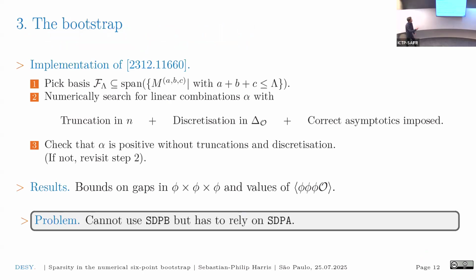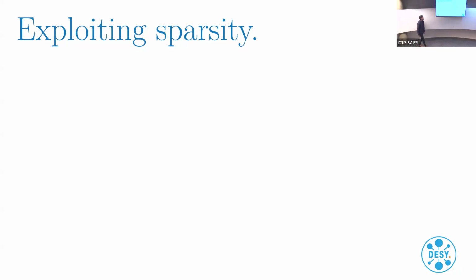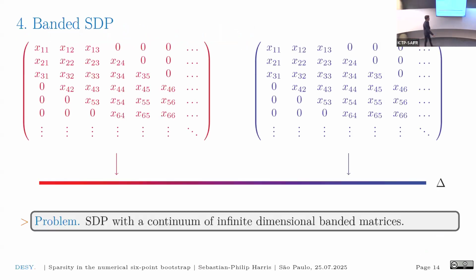Yeah. So ultimately, the point that I want to make is there are some issues and they're solved now. And they're solved by exploiting the sparsity structure. So what do I mean by this? Well, the situation that we're in is we have this continuum of semidefinite constraints, with infinite dimensional matrices, but the matrices are banded matrices. So they look something like this, for instance.